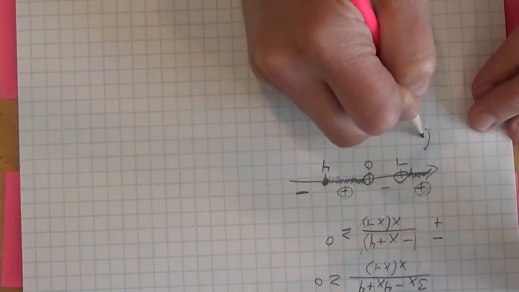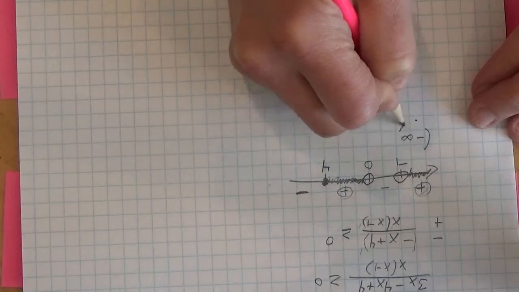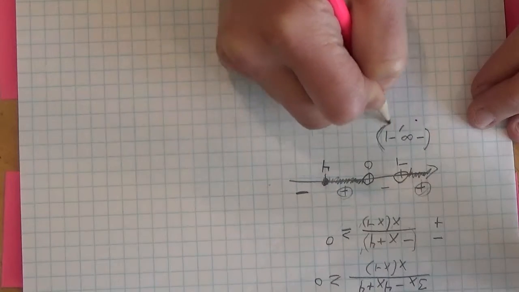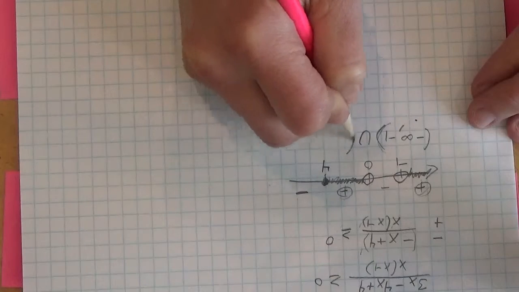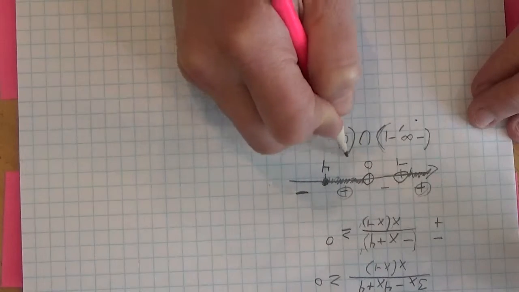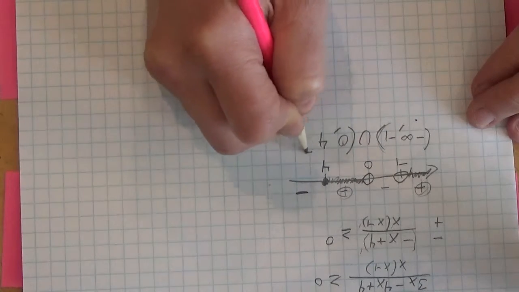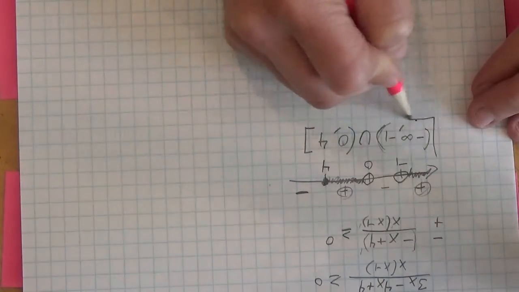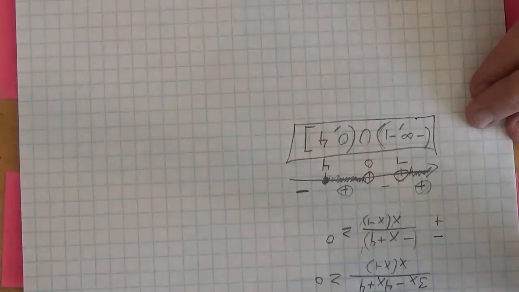So I'll take any x's starting with negative infinity, going to 1, not including 1, uniting that with x's starting at 0 but not including, and going to 4 including. And that's my answer. Yay!